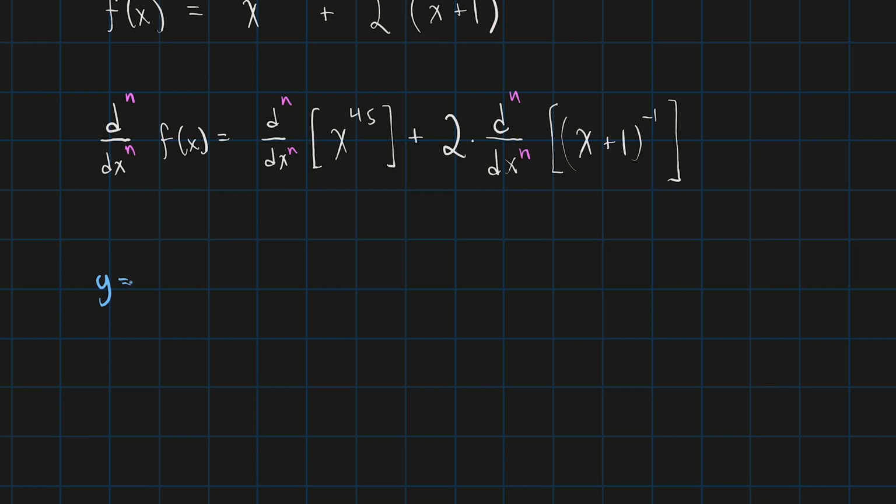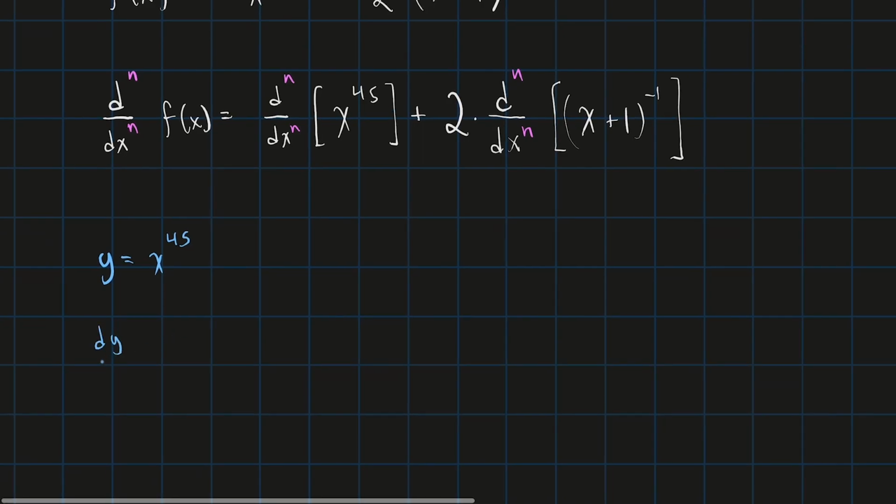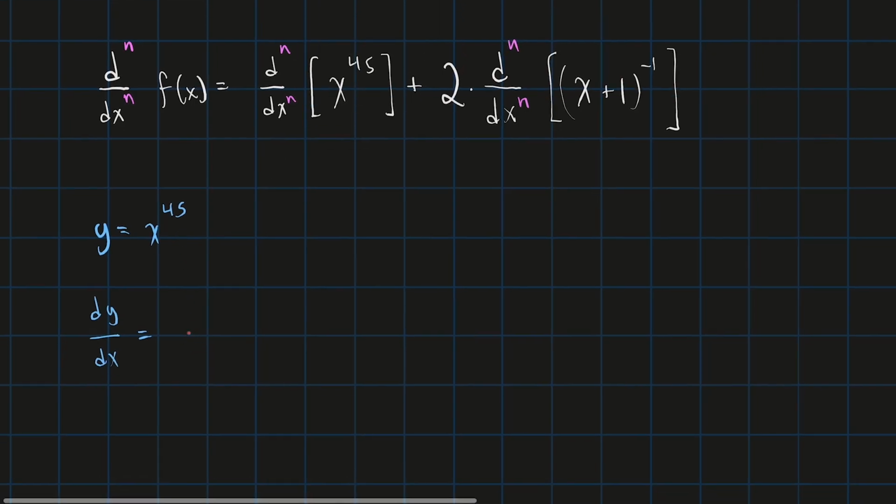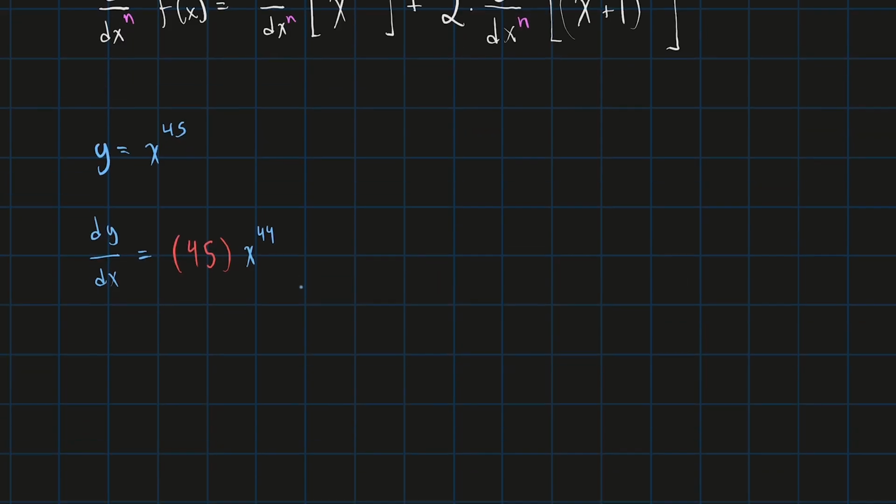So let's say y is equal to x to the power of 45. If I differentiate this one time, I can say that dy over dx is equal to, I'm going to put my constant in red out here. So we're using the power rule. And the power rule tells us that we bring down the exponent and we decrement the exponent by 1. So 45 minus 1 is 44.